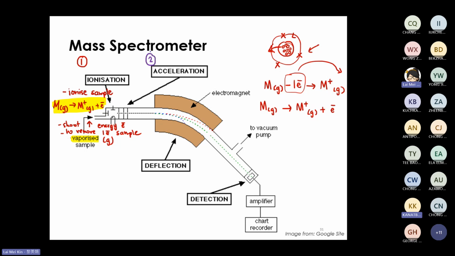Okay, next, I move into the second stage. The second stage is acceleration. What does acceleration mean? Increased speed. All right, so this ion that's being formed will then go through the mass spectrometer. It will be accelerated. The speed will increase. The increase in speed is done using an electric field. I use an electric field to increase the speed.